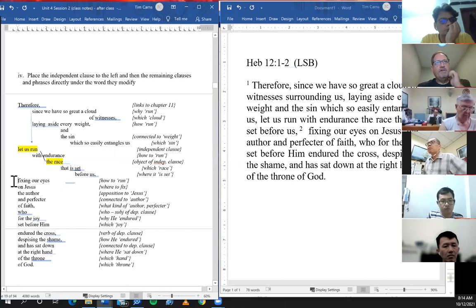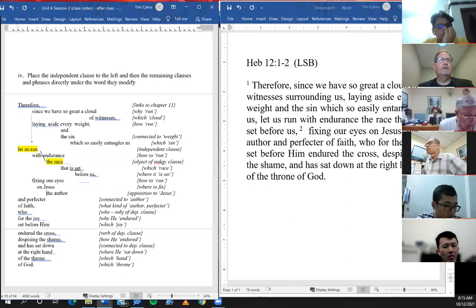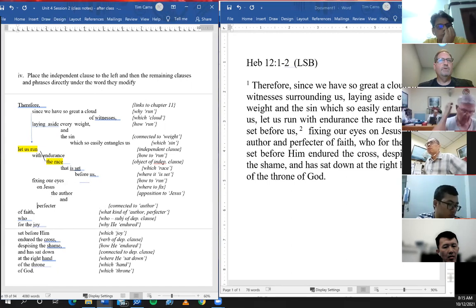And then we had fixing our eyes. Okay, that's also modifying run. It's telling us how. How do we run? By fixing our eyes. Where do we fix our eyes? On Jesus. So that's modifying fixing. Fixing our eyes on Jesus. The author, that's referring to Jesus. Describing who? Jesus, the author and perfecter.